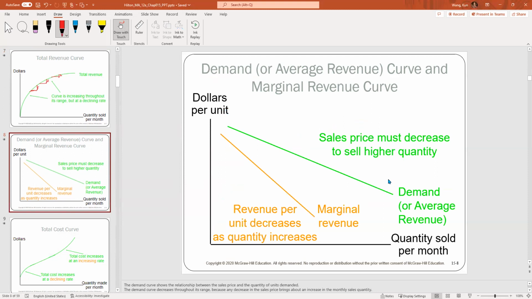So the marginal sales: as the quantity increases, we can see the sales price must decrease to sell higher quantities, okay, which we kind of ignore in the original CVP analysis. In that case, we assume we can maintain consistent pricing. And then the revenue per unit decreases, okay, and marginal revenue decreases at an even steeper rate, because this is the price per unit, and this is the marginal revenue per unit. And these collectively explain what we observed in the prior total revenue curve. Okay, so this is the revenue curve.